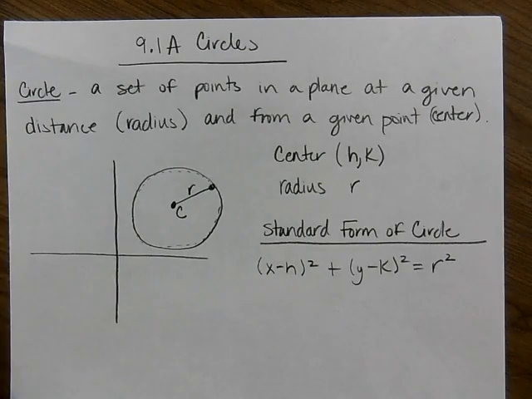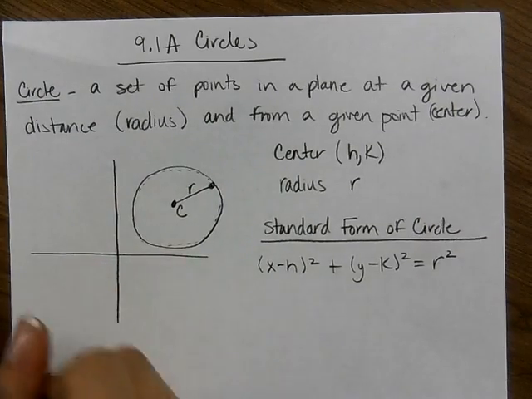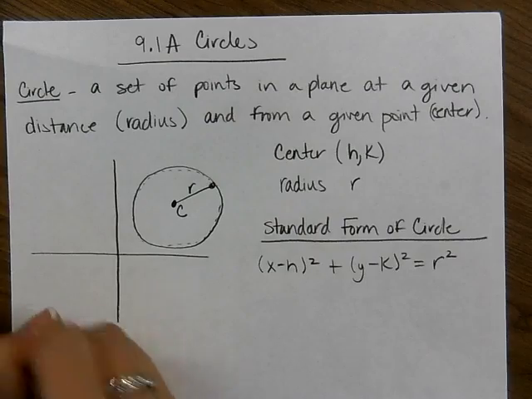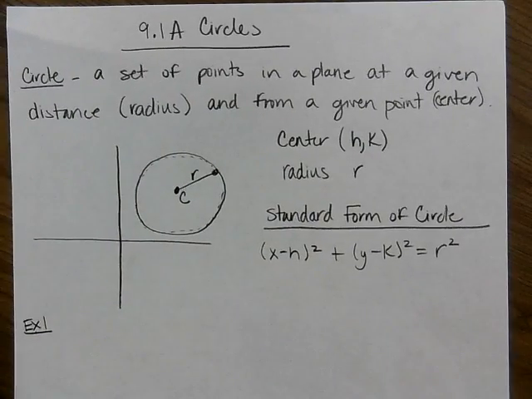The circles are the easiest ones. So we're just going to do some examples now, all right? So we'll call this example 1. Is everybody ready for me to move on?